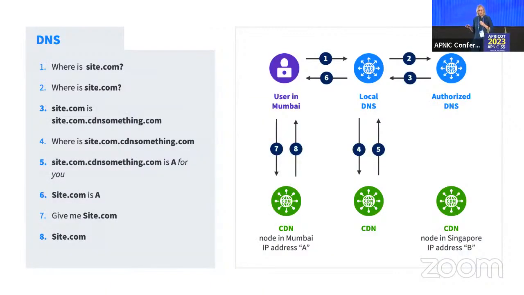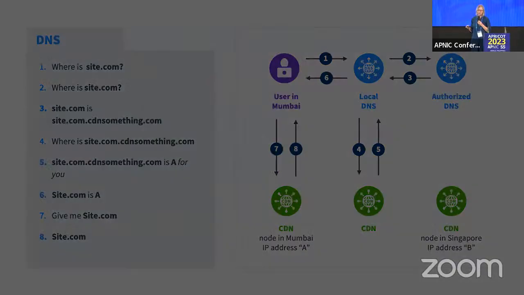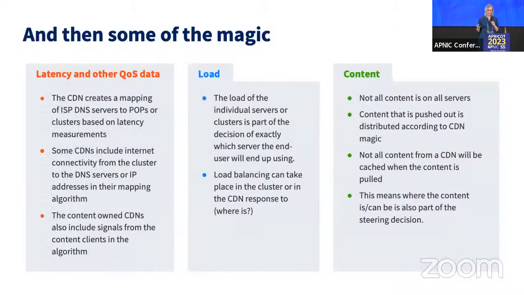But again, how does the CDN map? What is the decision making that site.com is to A, go to A for this end user? I said before, it's based on the DNS servers, but there is a lot more magic that is being used in the backend of the CDNs. So let's have a look at some of that magic.